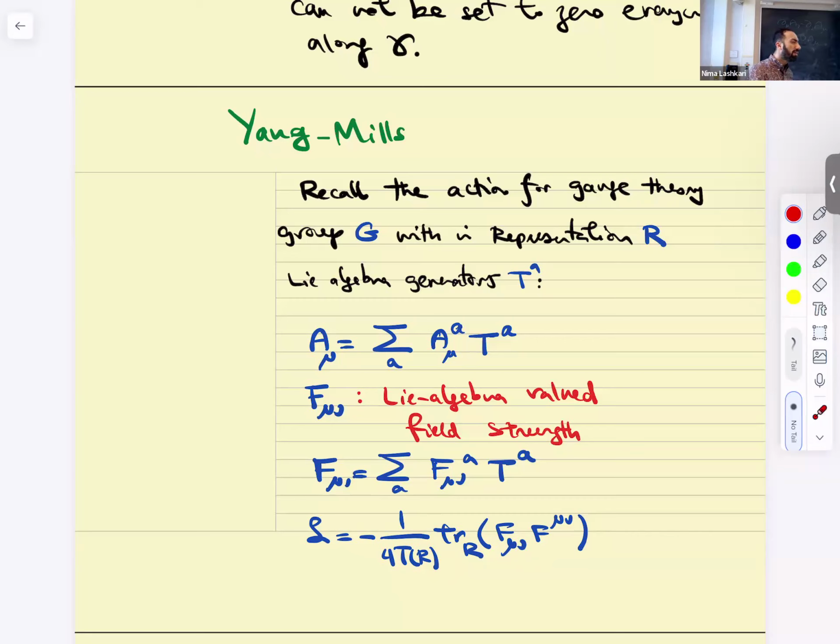Why minus 1/4? For a scalar field we usually normalize by minus half. It comes out of this anti-symmetrization square, 2 copies of it, right? That's where the origin of the 2 is. Very good. F_mu nu is gauge invariant. You could check that explicitly. This action is gauge invariant, as it should be.